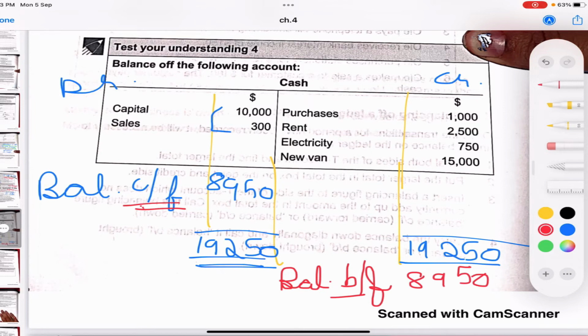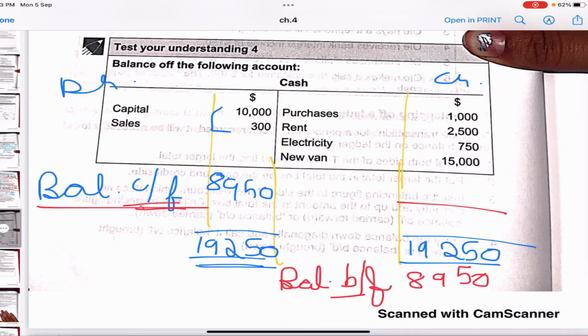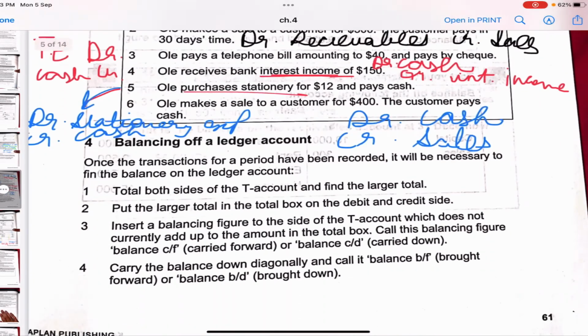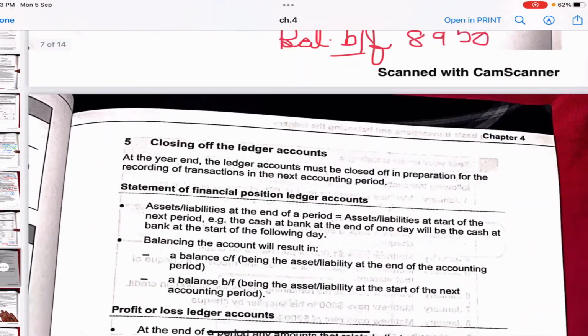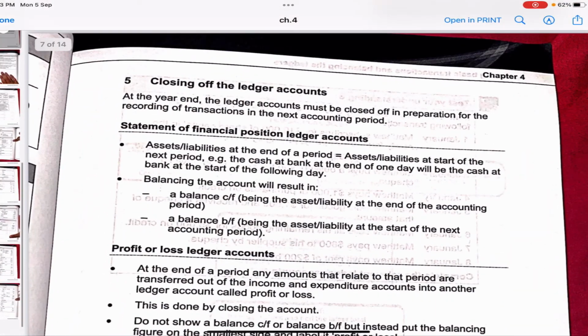Easy. Any confusion here? If you have any confusion, you can drop it down in the comment section, but I am assuming that you're done with this because it's that easy. So here, whenever you balance, you write carried forward, and whenever you bring it forward, you write BF. Okay, moving on. We are done with test your understanding too.